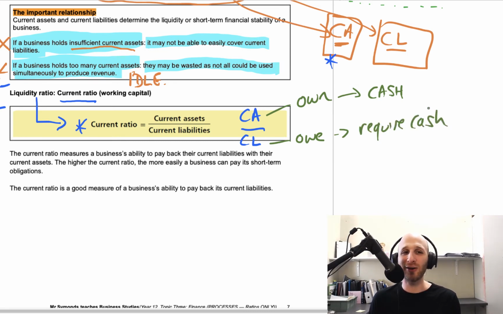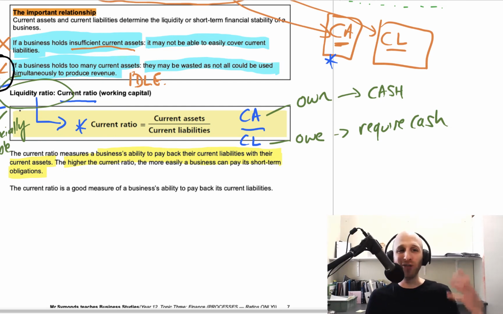So what we're really saying here is how liquid are we? How financially stable are we as a business? And the reason why we talk about being financially stable is that this ratio is all about our ability to pay back our current liabilities with the current assets. And here, the higher the ratio, the more easily a business can pay back its debts. But we have seen above the problem of having too many assets. So we want to try and avoid that situation.